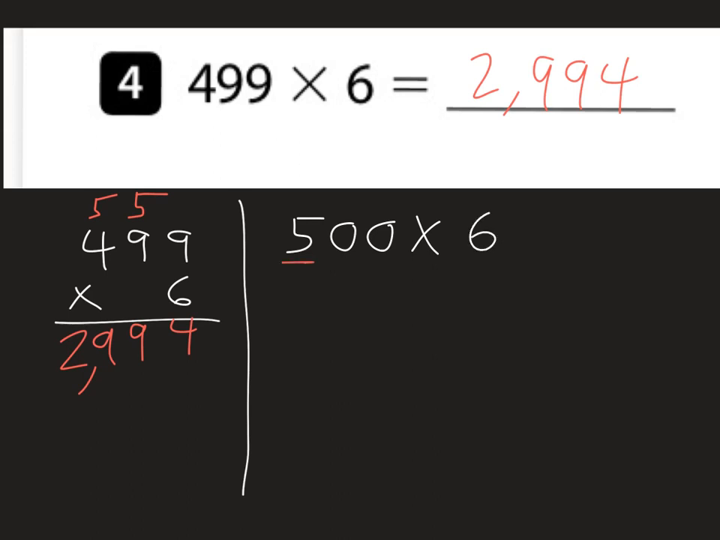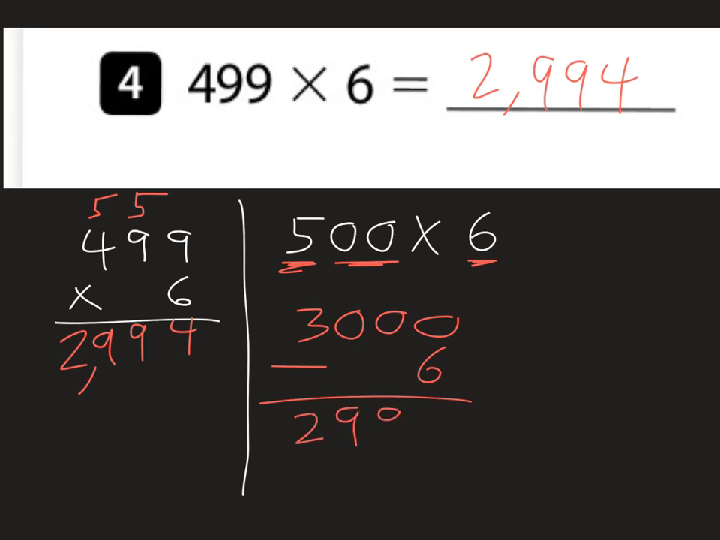And I know that 5 times 6 is 30. I see 2 zeros, add 2 zeros. And remember I said that 499 is one less than 500. So in my mind, I can quickly subtract 3,000 minus 6, which would be 2,994.